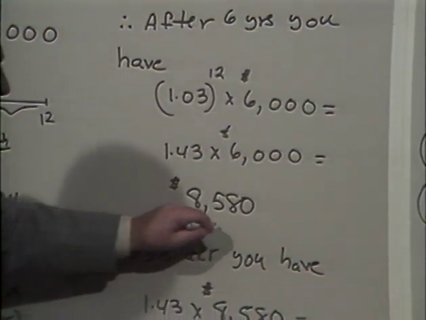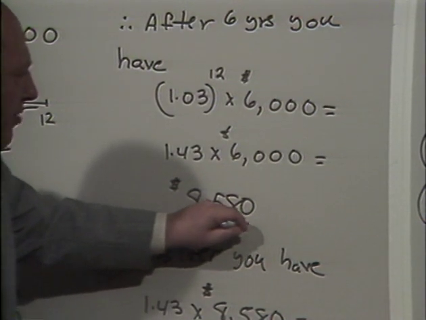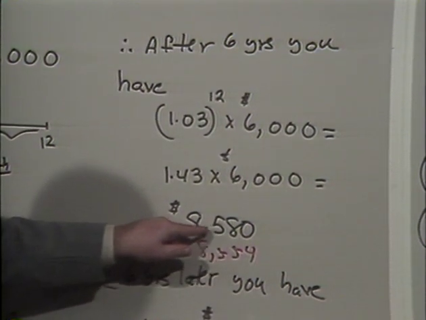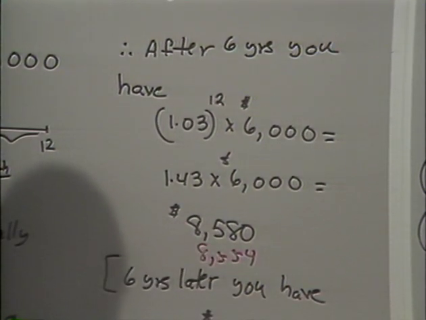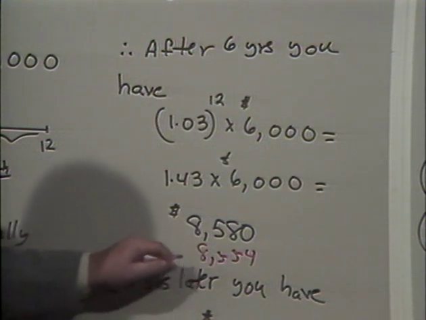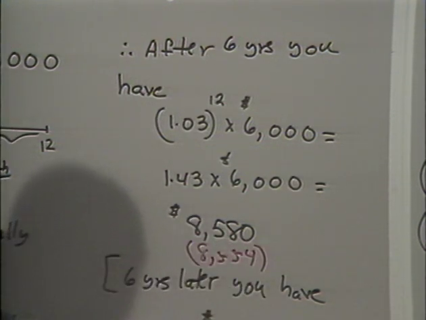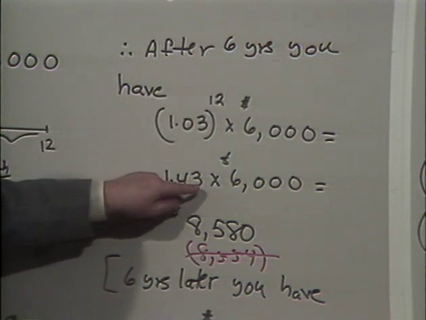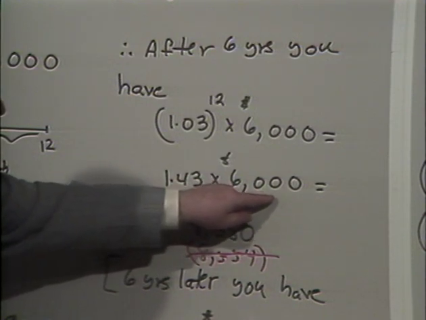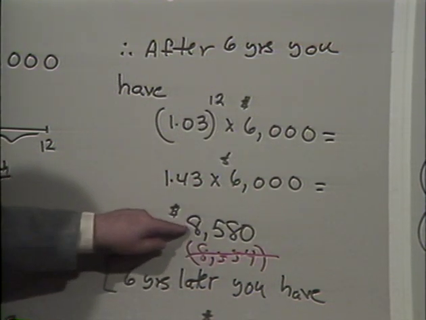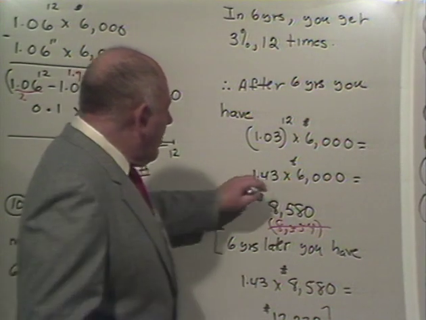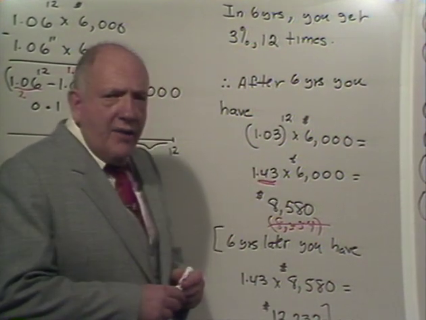On my calculator, I may have made a mistake here, but as my recollection goes, this $8,580 really should have been $8,554, but that's based on the exact amount. In this problem, we're basing things on what? The fact that 1.03 to the 12th is 1.43. So we multiply the 6,000 by 1.43, and that gives us $8,580.